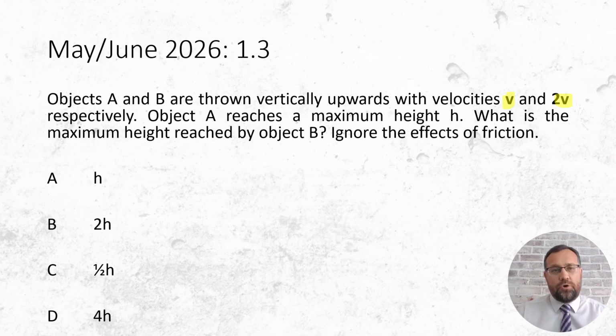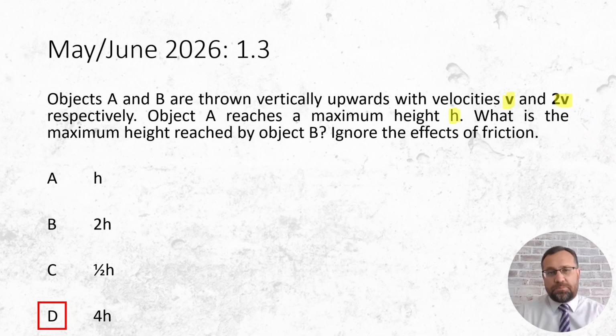Objects A and B are thrown vertically upwards with velocities v and 2v respectively. Object A reaches a maximum height h. What is the maximum height reached by object B? Ignore the effects of friction. The correct answer is D, 4h.